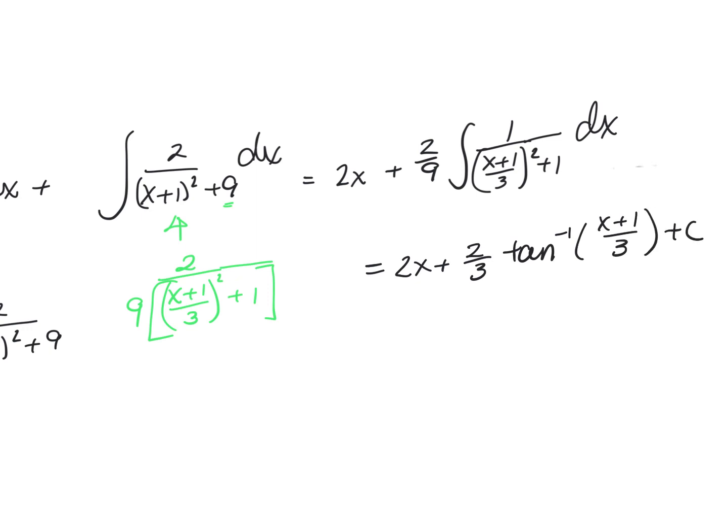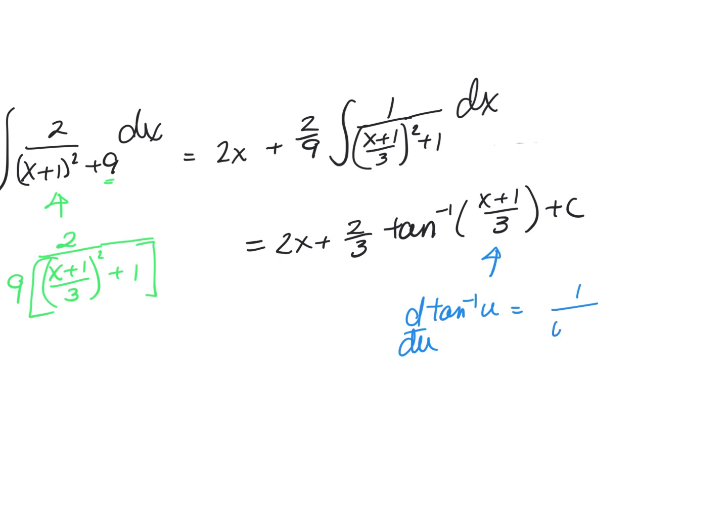And you're like, wait a minute, why isn't that 2/9? Well, remember, I have to take the derivative of the tangent inverse. So if I do the derivative with respect to u of the tangent inverse of u, this needs to be 1 over u squared plus 1 multiplied by u prime, where the derivative of x plus 1 over 3 is 1/3. I had 2/9, so what I should have started out with is 2/3 to get 2/9 when I got done with the derivative. And that is my answer.